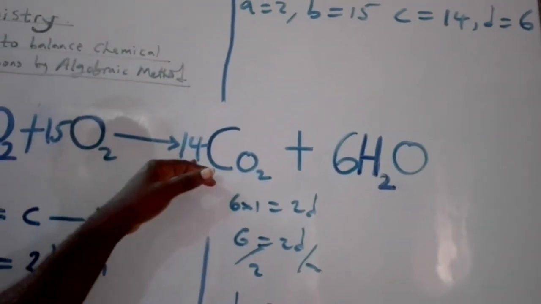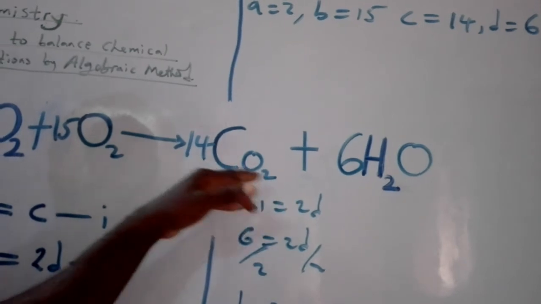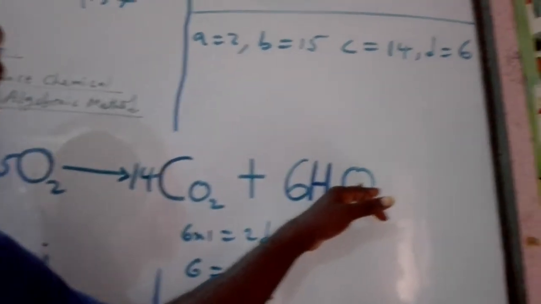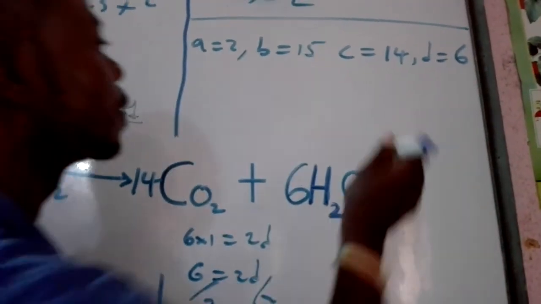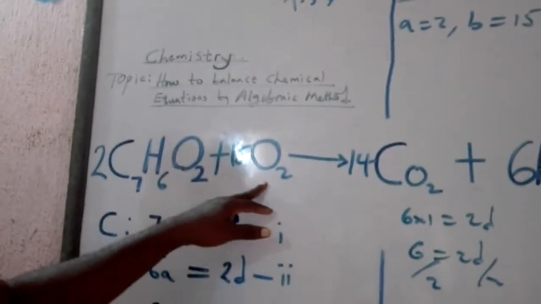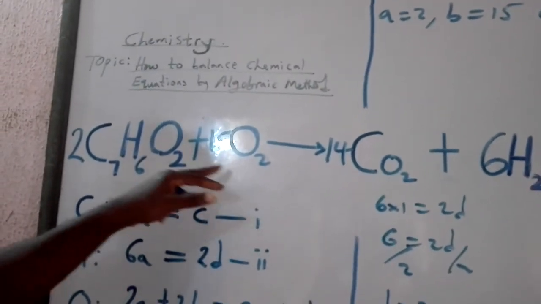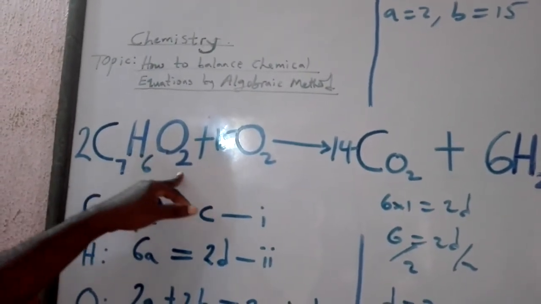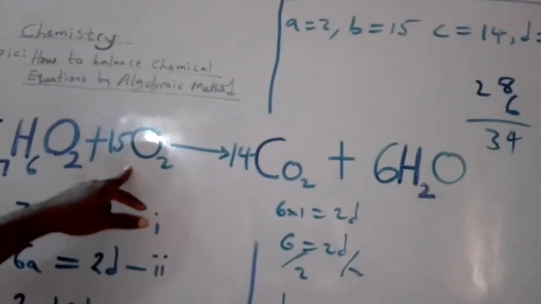Now this is 14 plus 2, and 14 times 2, 28 plus 6. That's 34. Here we have 30 plus 4. Okay, 2 times 2, 4. This one is balanced as well.